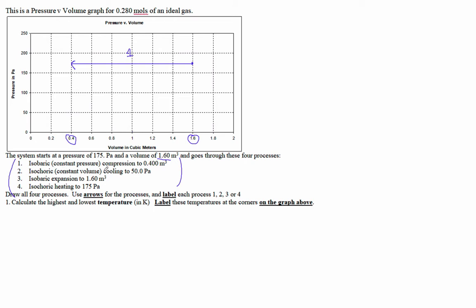So this is process number 1, right? And then it's isochoric cooling to 50 pascals. So here's 50 pascals, right? So let's see if I can do that.